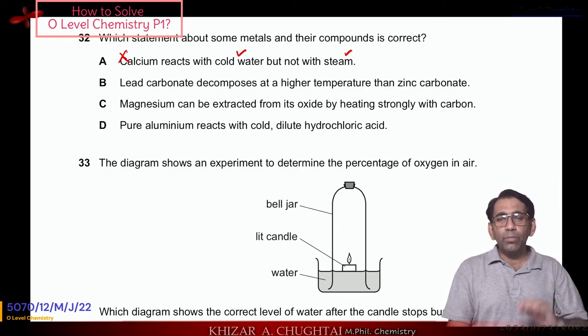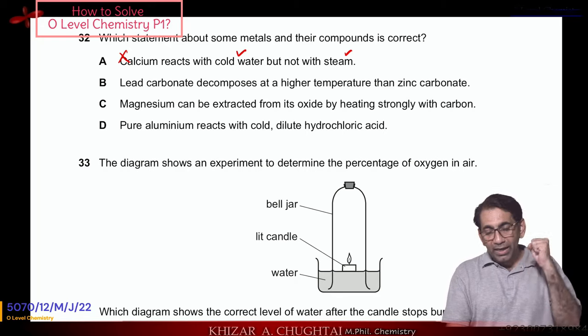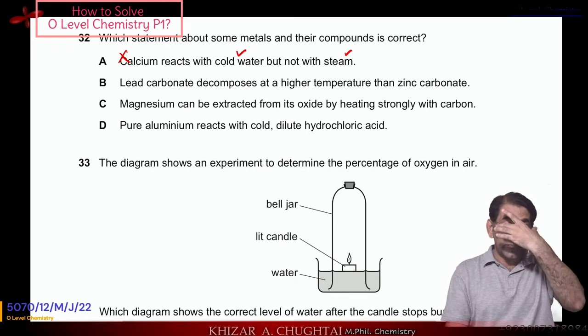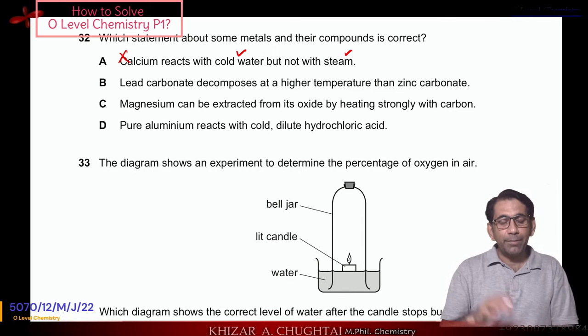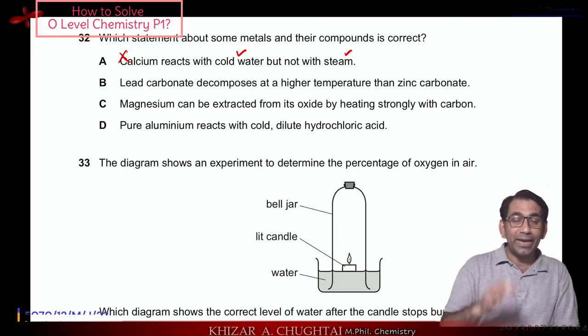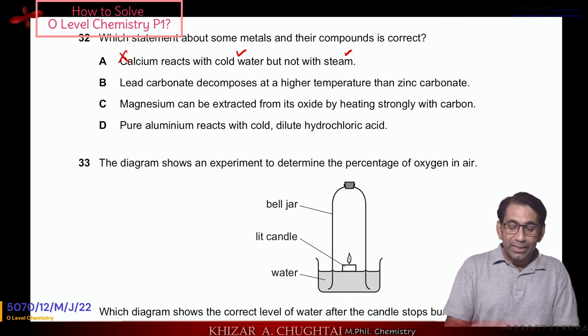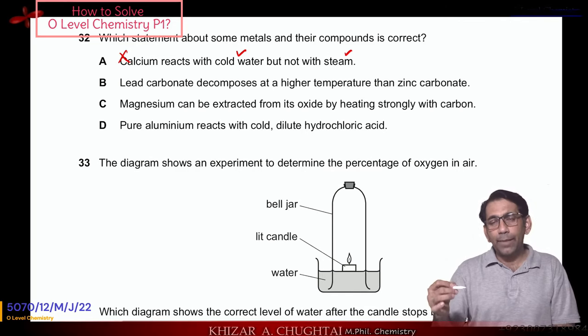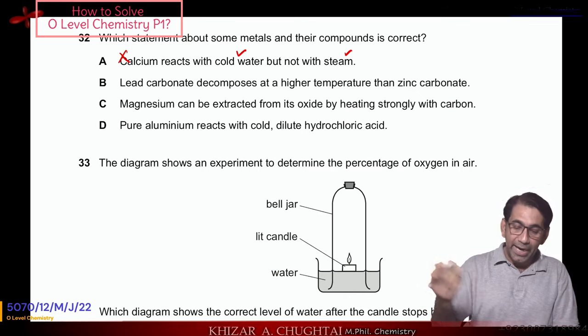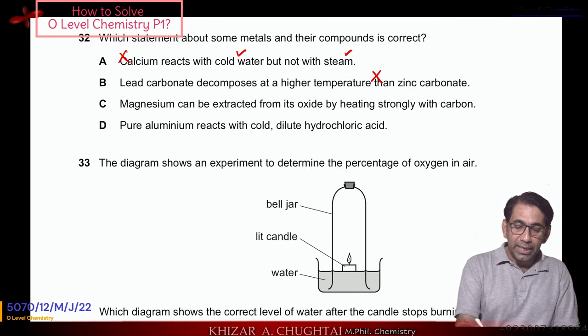Which one is the more reactive metal? More reactive the metal, more stronger its compound. Lead as compared to zinc is less reactive metal. So lead carbonate will decompose at lower temperature, but zinc carbonate will be decomposed at higher temperature. Again, this is incorrect option.